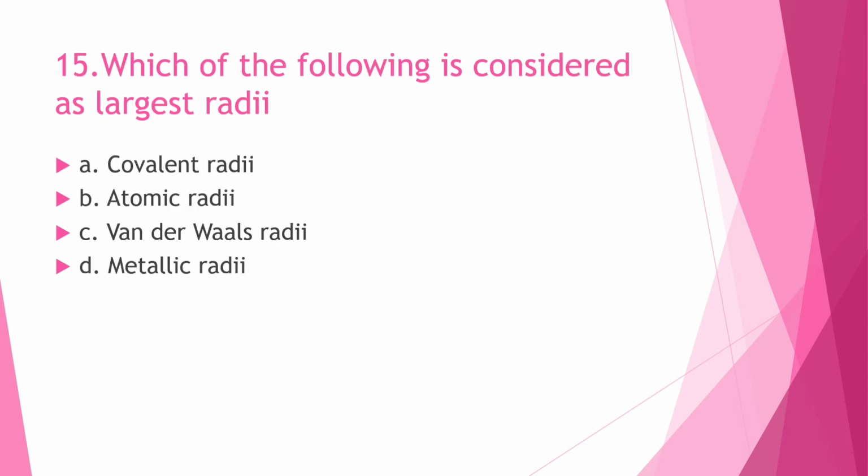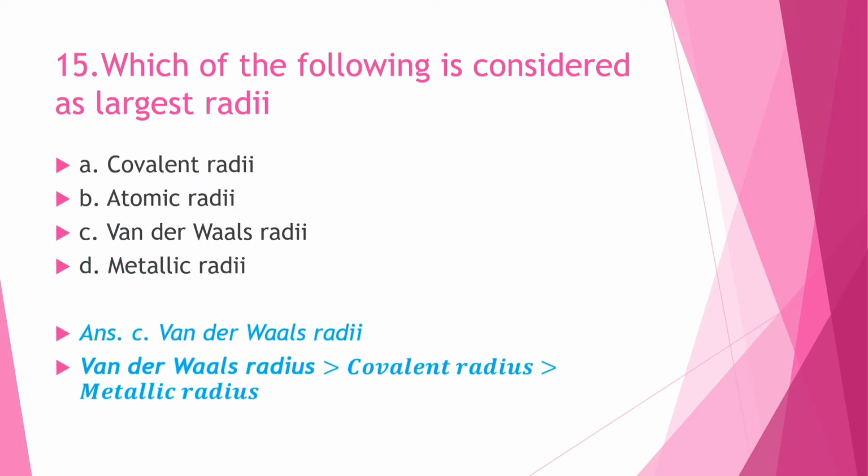Question number 15 is, which of the following is considered as largest radii? Covalent radii, atomic radii, van der Waals radii or metallic radii? Amongst all the different types of radii, van der Waals radius is the largest radii. It is considered as largest radii. Van der Waals radius is greater than covalent radius and metallic radius. So the correct option is C, van der Waals radii.